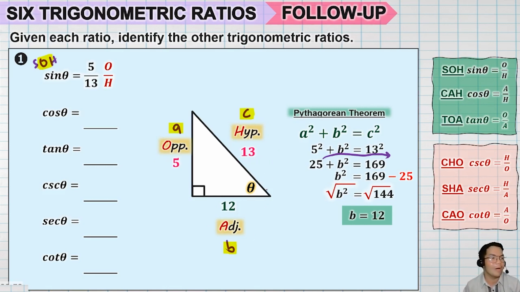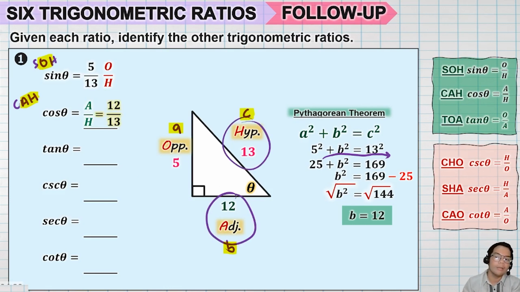Now, we will go back to our lesson before. We can now identify the remaining trigonometric ratios that we have. Babalikan natin yung mnemonics natin, yung mga patterns na sinusundan natin sa mga ratio. For cosine theta, we'll follow the mnemonic CAH. CAH, yung may h sa dulo, ah. So, CAH means cosine theta is equal to adjacent over hypotenuse. A over h. Since ang value ng ating adjacent side is 12 and our hypotenuse is 13, therefore, cosine theta is equal to 12 over 13.